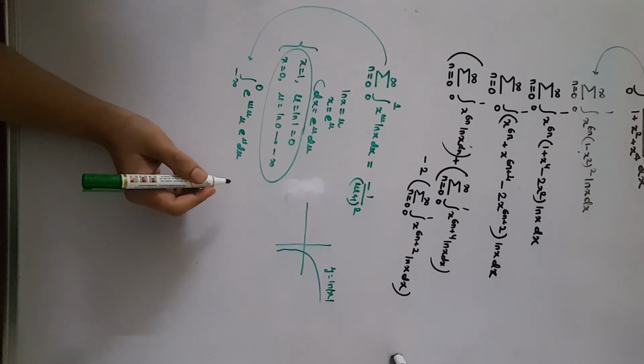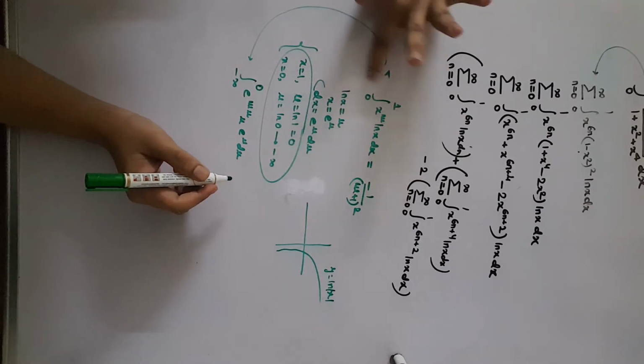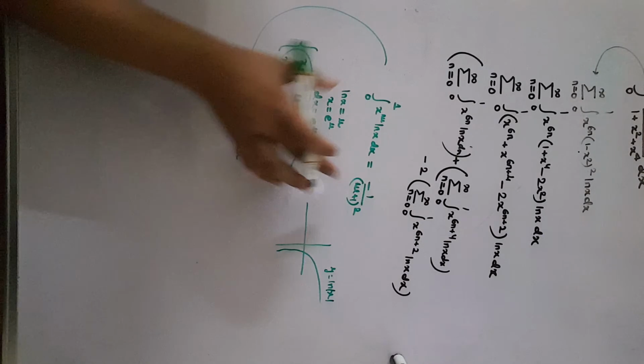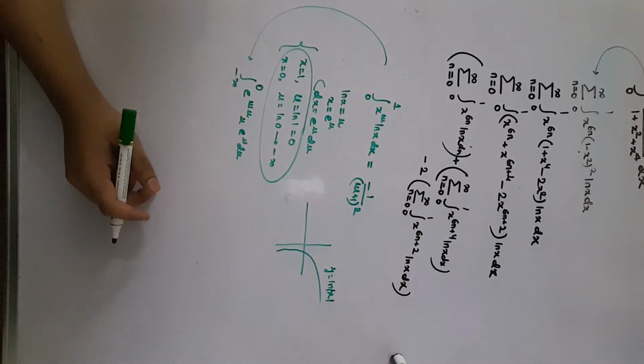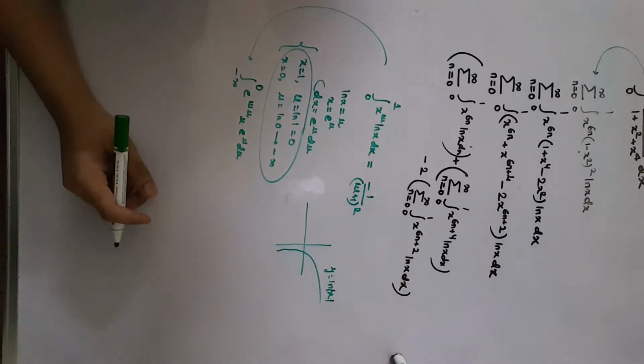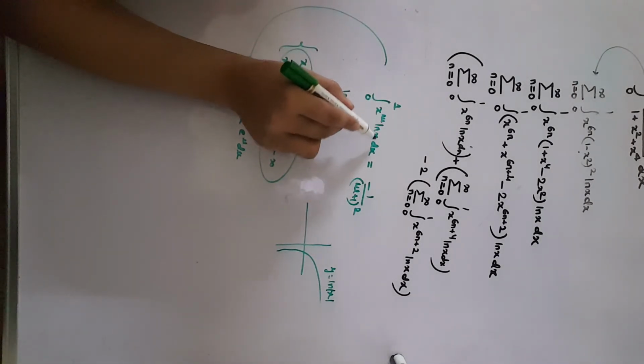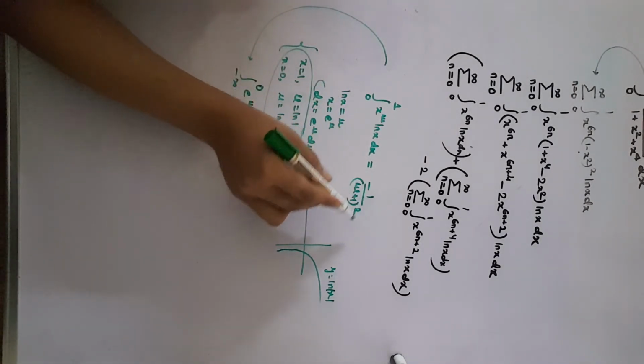Oh sorry, there's no sigma. Okay, we just need to prove this thing. Sorry, we need to prove that the integration from 0 to 1 of x to the power of m natural log of x dx is equal to negative 1 divided by (m plus 1) whole square.